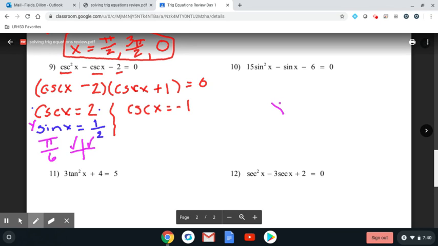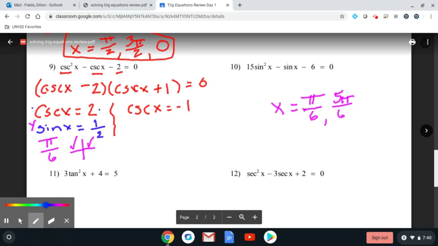So I'll write my final answers over here. Quadrant 1 is going to give us an angle of pi over 6. Quadrant 2 is going to give us an angle measure of 5 pi over 6. All right, so let's look at the right side now.